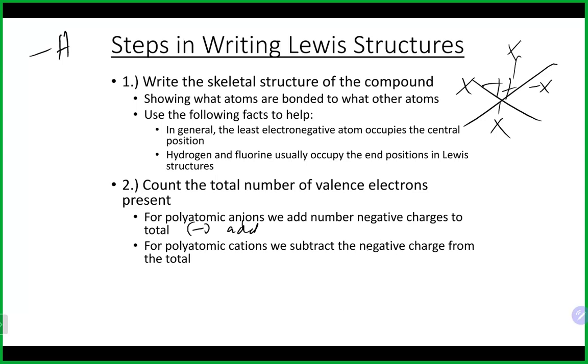And if we have something with a positive charge, we need to subtract that positive charge from the total. So you do have to adjust it. If you don't do that, you will be off. You'll have not enough electrons or too many electrons, so you do need to adjust it. If it's neutral, you don't have to worry about that. You just have to get all of the valence electrons.